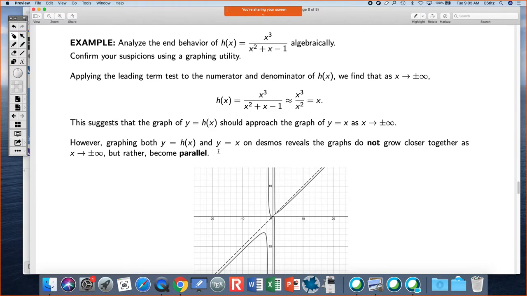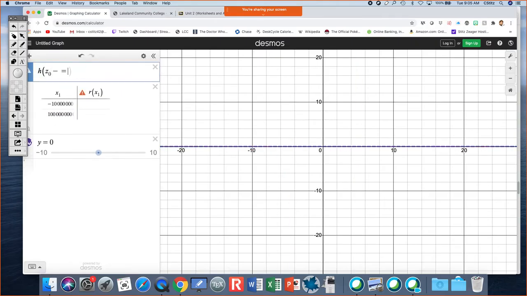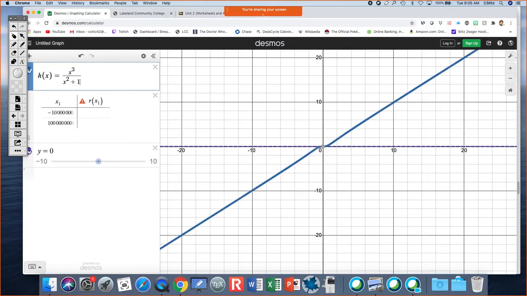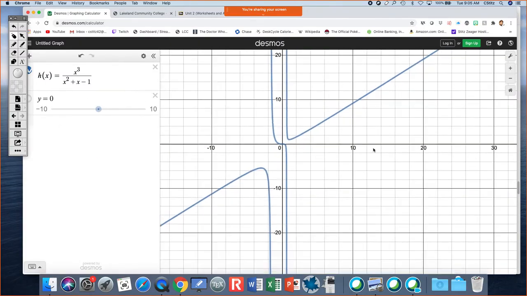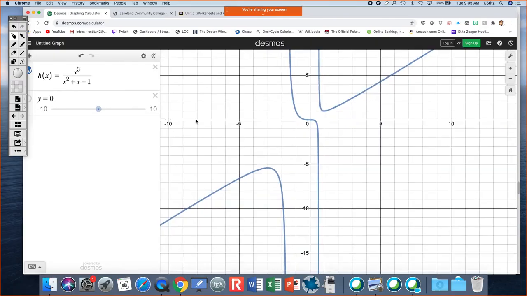And so let's take a look at this particular function, h of x, on our graph here: x cubed over x squared plus x minus 1. Now, once again, you've got some vertical asymptotes happening. But if I'm looking at end behavior, I'm zooming out. And as it zooms out, you see you've got that slanted line there. So the question is, what's causing that behavior? Well, let's do a preliminary analysis here using end behavior.